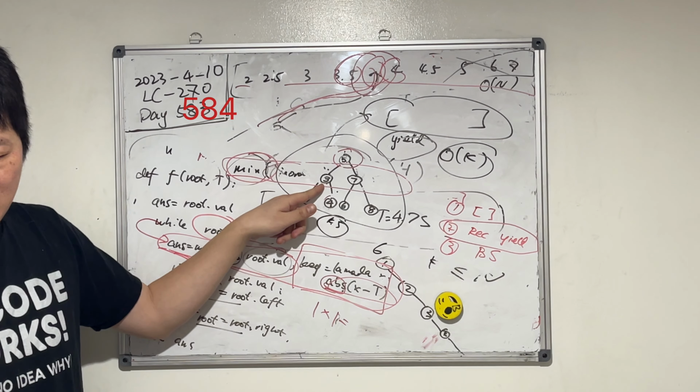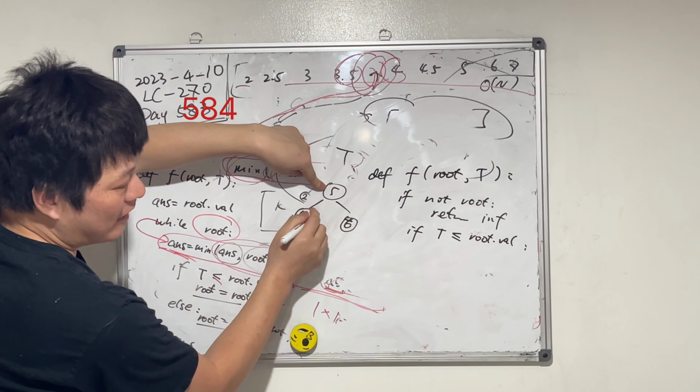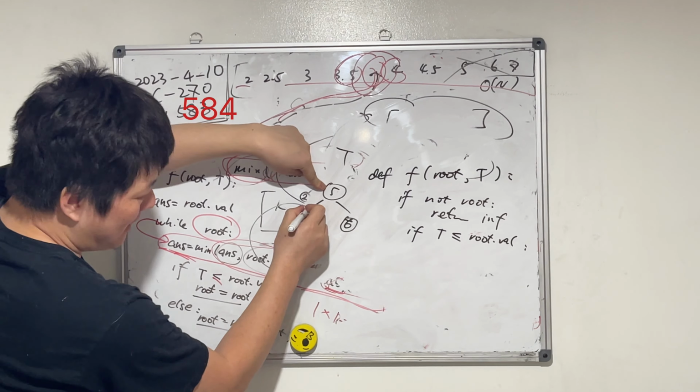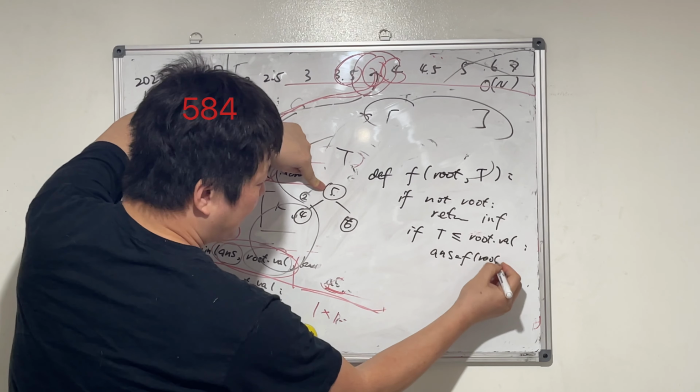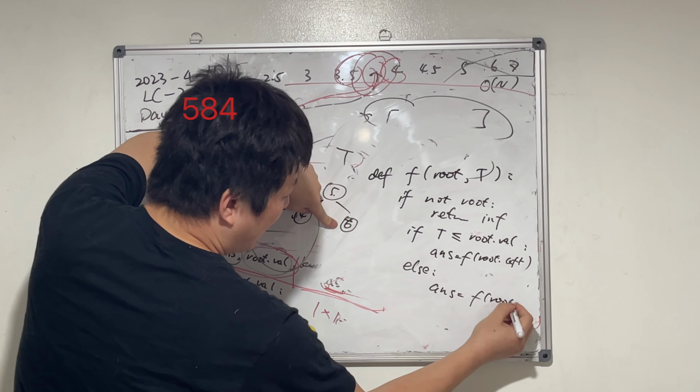This is the iterative binary search. And we can implement this using recursion as well. So how do we implement recursion? Define f(root, target). If not root, we just return infinity. If now the target is smaller or equal than root's value, so this is 5, this is 4, this is 6. I want to find a t. If t is smaller than that, so the answer must be here, or this one, right? So answer equals f(root.left), else answer equals f(root.right).